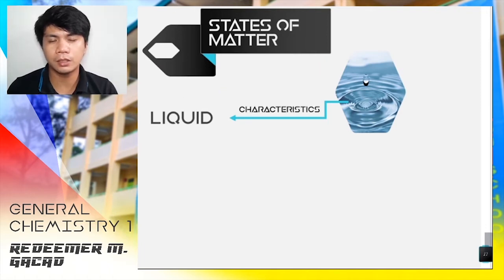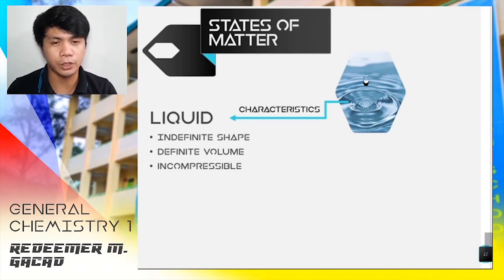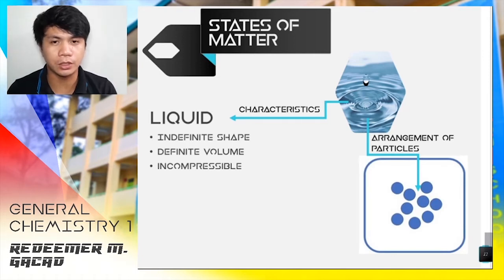Gaya ng solids, ang mga liquids have a definite volume and they are incompressible. But unlike solids, ang mga liquids have indefinite shape, meaning pwedeng magbago at depende sa pinaglagyan ng liquid natin. Again, dahil ito dun sa arrangement ng particles ng liquids.